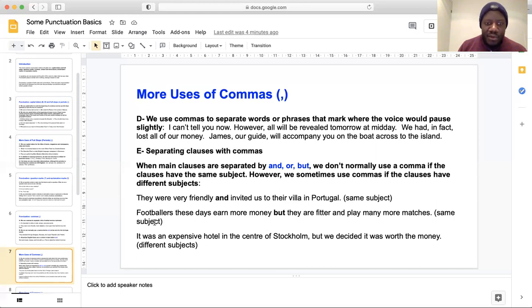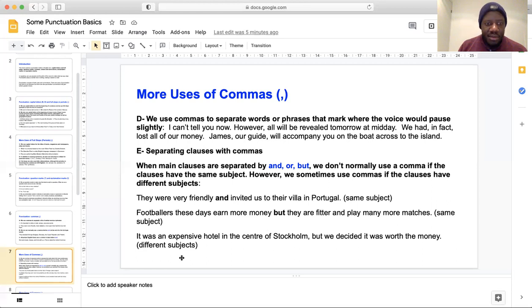Second example: footballers these days earn more money, but they are fitter and play many more matches. Same subject. Footballers these days earn more money. Who earn more money? Footballers. And then, but they are fitter. Who are fitter? The footballers. So they here is a pronoun which replaces the noun footballers, and is still functioning as the subject of fitter and play, just as it could be of they earn more money these days.